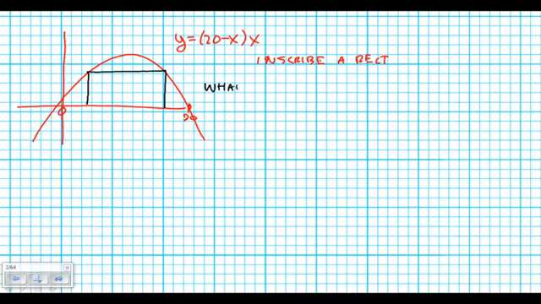What dimensions for the rectangle maximize the area? I like it. This is easy. I got it. It's a good problem.